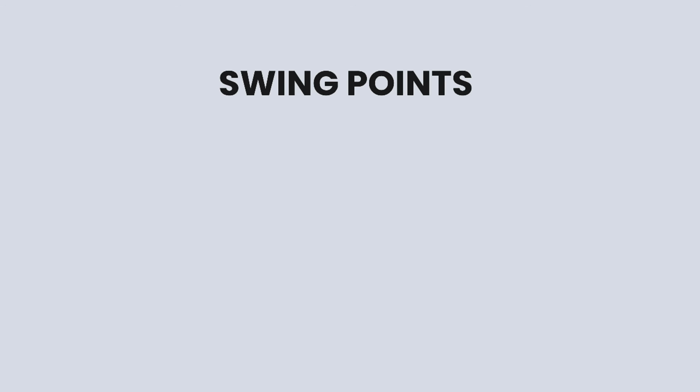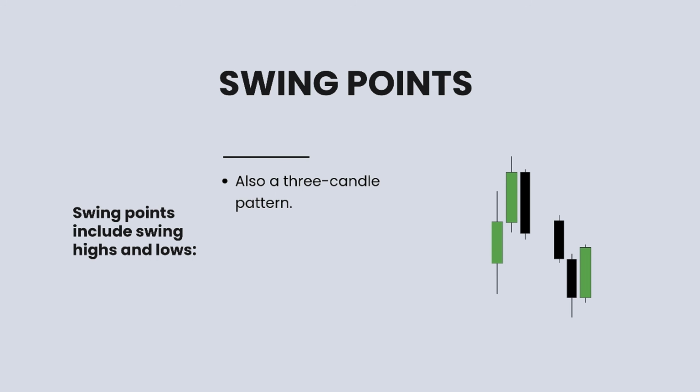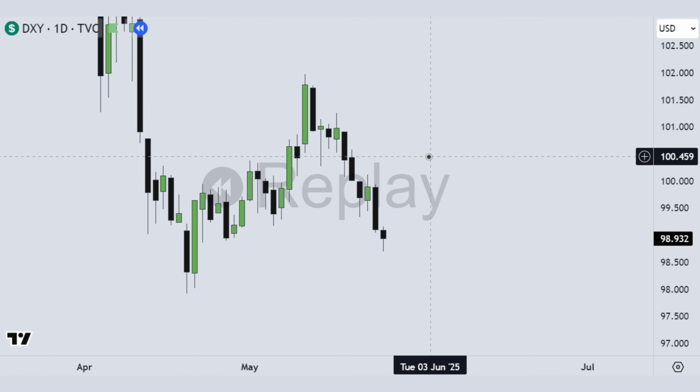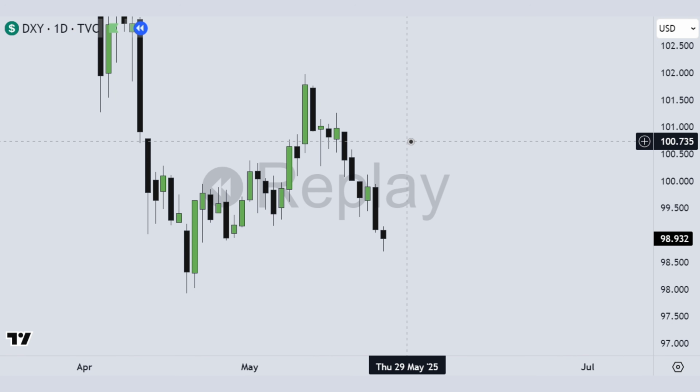Swing points. Swing points include swing highs and lows. Formed by a 3-candle pattern, the middle candle sticks out either at the top, for a swing high, or bottom, for a swing low. Let's mark these swing points clearly in the chart. We're back on the DXY daily chart. Now keep in mind, it doesn't mean these PD arrays can only be marked on daily timeframes. They work perfectly on all timeframes. Later in this video, after we've covered the concepts thoroughly, I'll also explain the best timeframe alignment for your analysis.